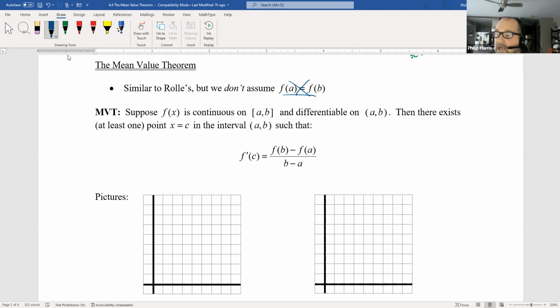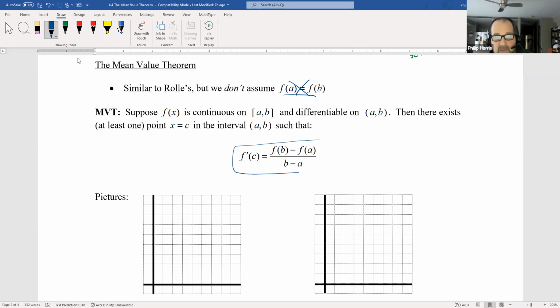So the function at the beginning does not have to end up at the same output as the function at the end. And I think, again, a picture is worth 1,000 words here. This is fairly easy to understand if you think about the proper picture. But this is the statement of the theorem. We still require a continuous function on a, b, the closed interval from a to b, a differentiable function on the open interval from a to b. And if that's the case, there exists at least one point, x equals c, inside the interval from a to b, where this must be true.